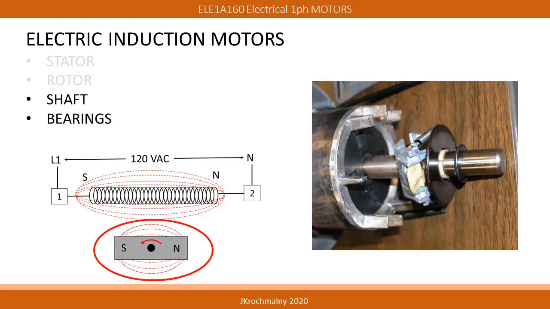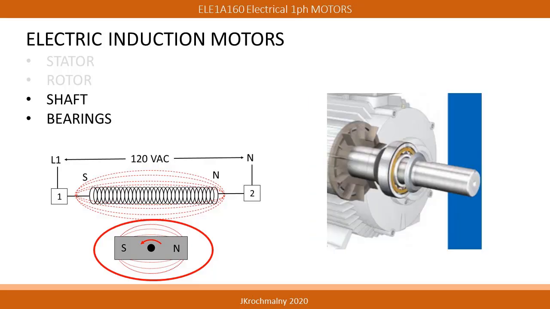Other key motor components include the shaft and the bearing. The shaft is locked into position in the rotor and rotates with it. Because there could be friction among parts that move, bearings are installed. These shaft bearings are lubricated to reduce wear.